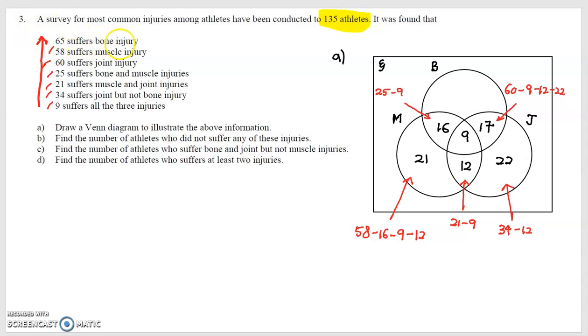Finally, 65 suffer bone injury. So here is bone. For this part, 65 minus 16 minus 9 minus 17. Once again, total 65 minus 16 minus 9 minus 17. So here we have 23. This is how we are going to calculate.